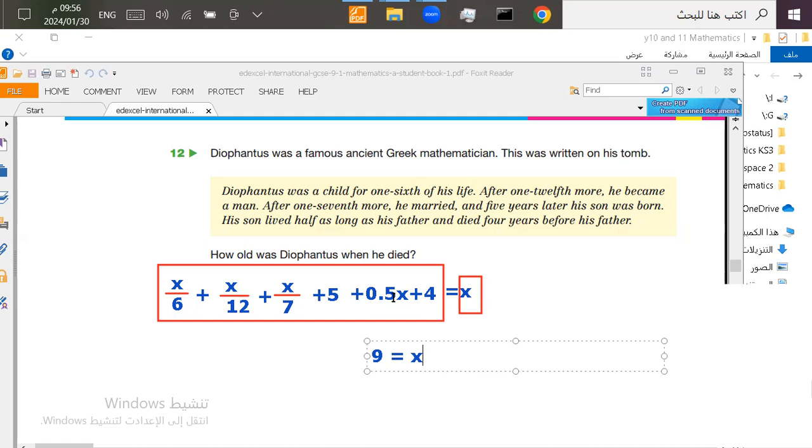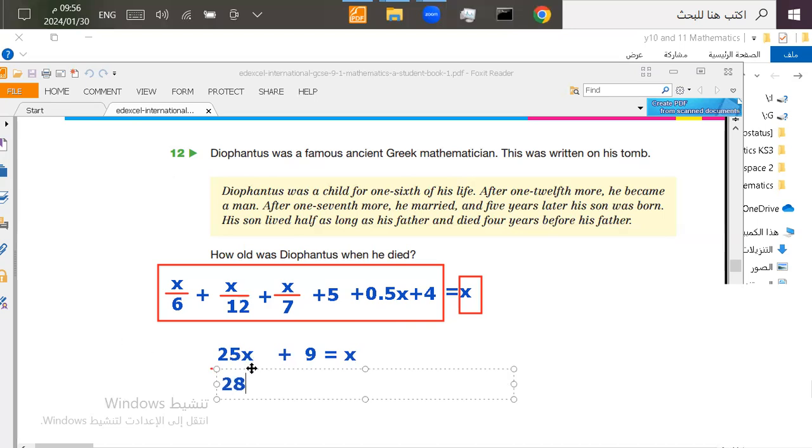25 over 28. So 25 over 28. So we will get 25x here, plus of course. Let's put it here. So it's going to be 25x over 28. Okay, this is the first step. So I made an equation and then I simplified it. 28. Okay. Here. Good.